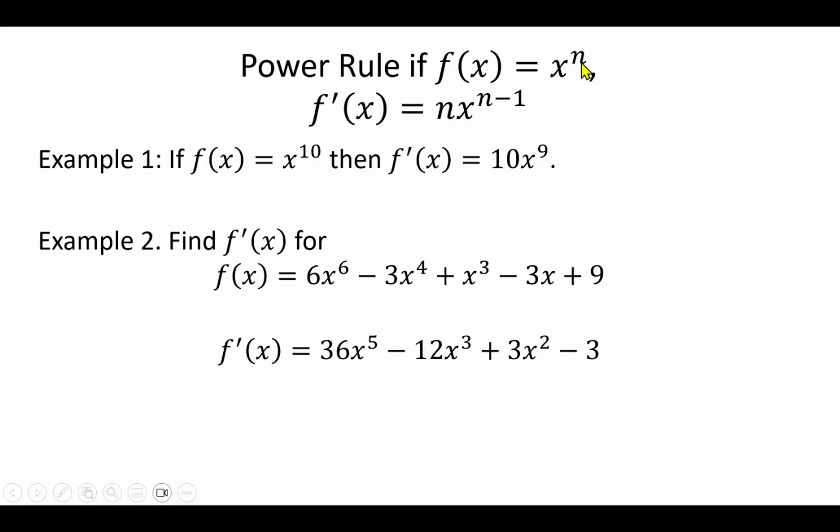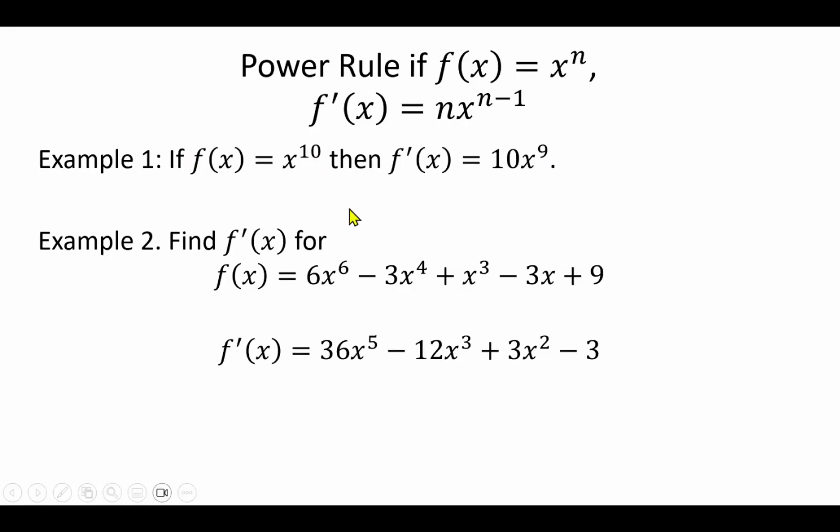A quick way of remembering this is the exponent comes down multiplying, and you subtract 1 from the original exponent. So for example, if I have x to the 10, the derivative of that would be 10x to the power 9. So you bring the 10 down multiplying and subtract 1 from the 10, which is 9.